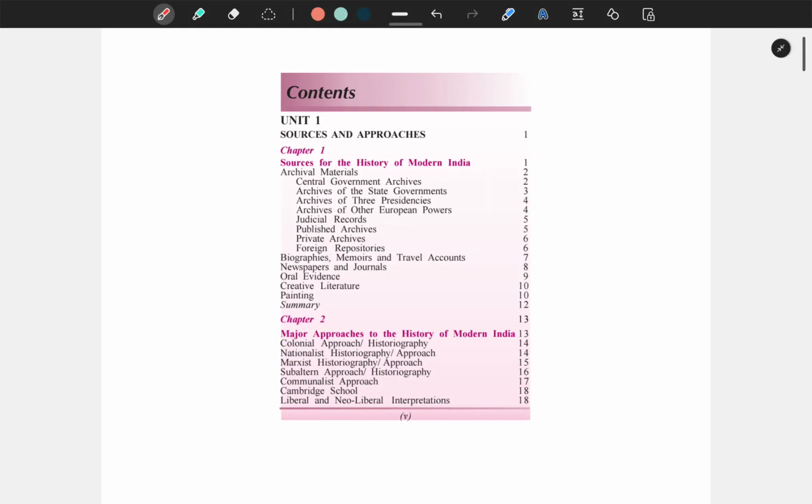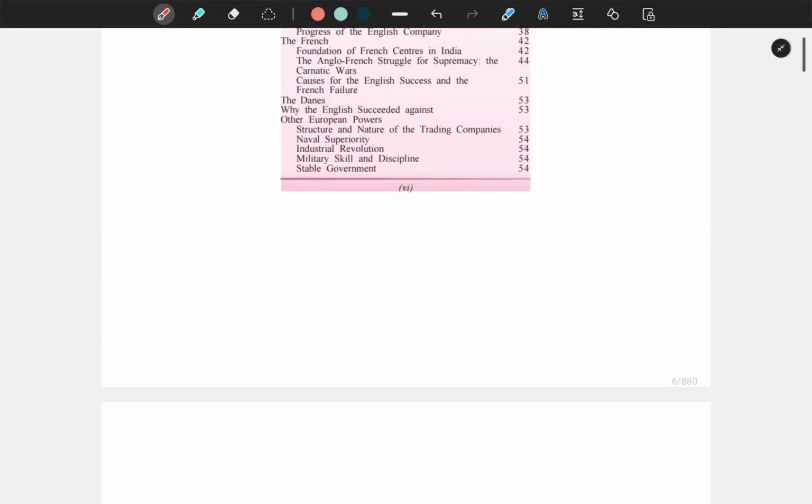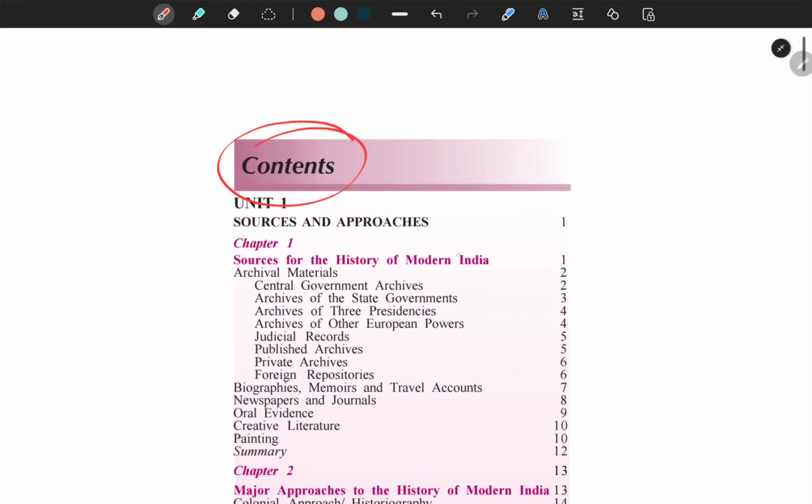Definitely, we are going to enter the contents index. See how many things it has there. Sources for the history of modern India: central government archives, archives of the state governments, archives of the three presidencies, archives of other European powers, judicial records, published archives, private archives, foreign repositories. Sir, even if you read this much, there is no single question from this side.